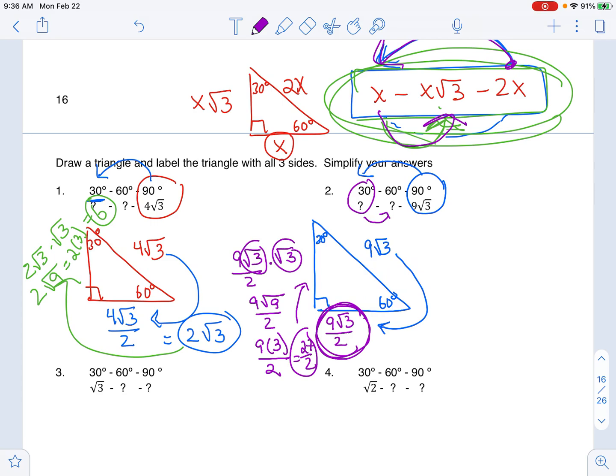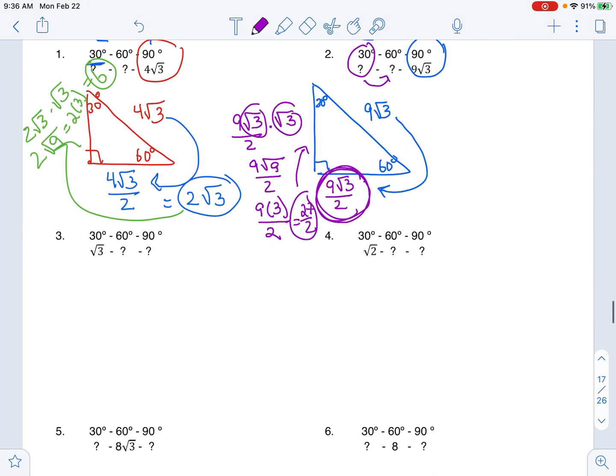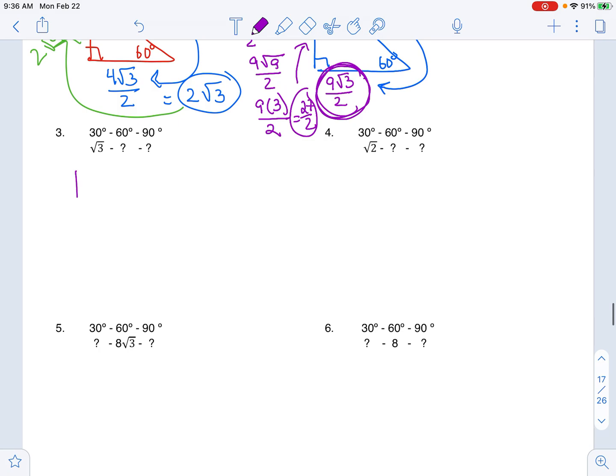Okay, and you want to make sure you label the triangle correctly. Make sure the sides are in the correct place. Okay, let's try the next one.